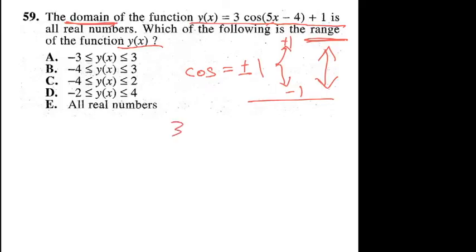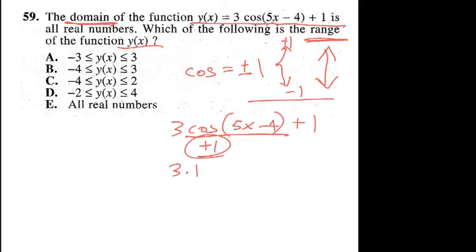So I would have 3 cosine of 5x minus 4, parenthesis ends, plus 1. Well, this part, cosine of 5x minus 4, I'm going to substitute with a plus 1 because that is as big as it can be. I don't care if x is a million. The biggest the cosine is ever going to be is a 1. So now I just have a 3 times 1 plus 1 equals 4.